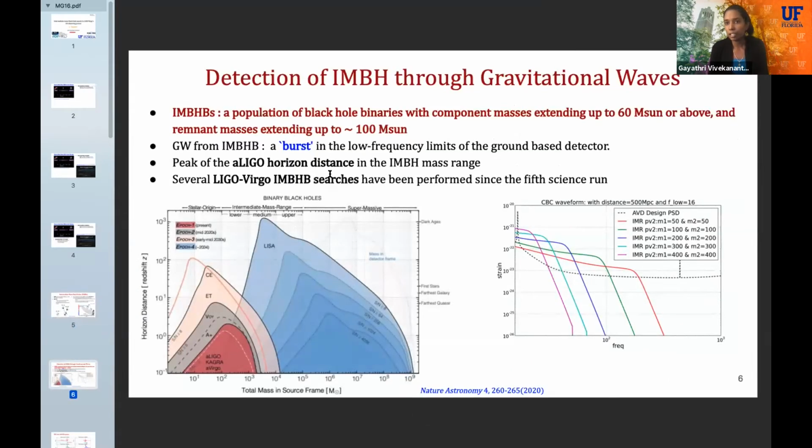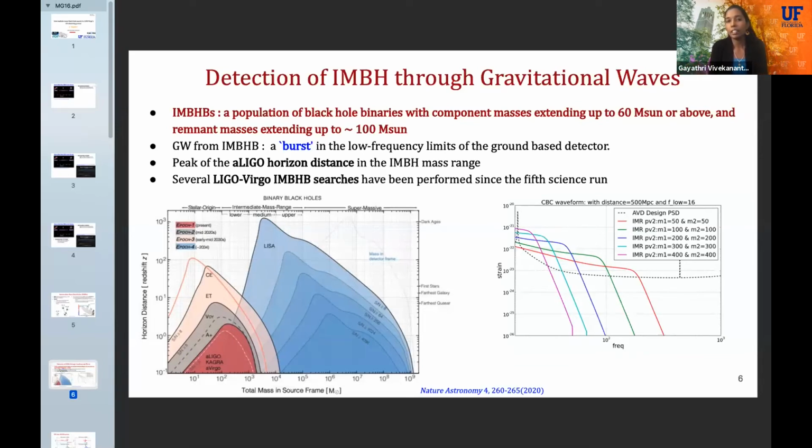Okay, so we know this. So how can we detect them? One way to detect them is the detection of intermediate mass black holes through gravitational waves. The system that we consider here is a black hole binary, with one of the component masses greater than 60 solar masses, and the final remnant black hole should be in the intermediate mass black hole range, greater than 100 solar masses.